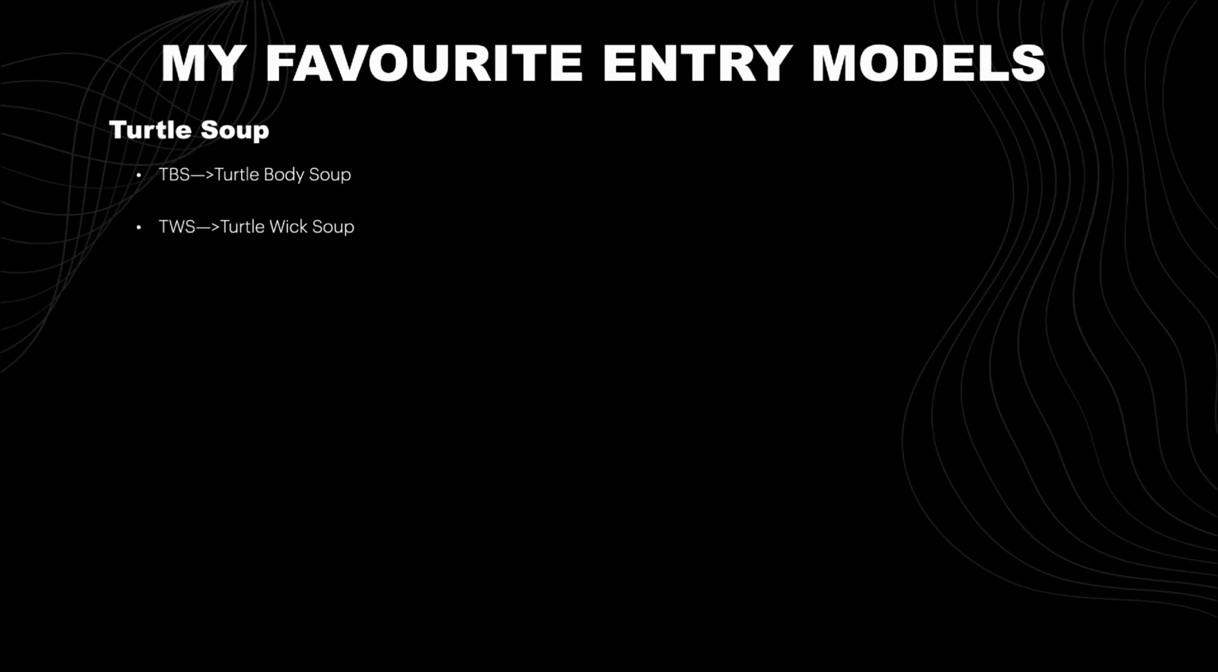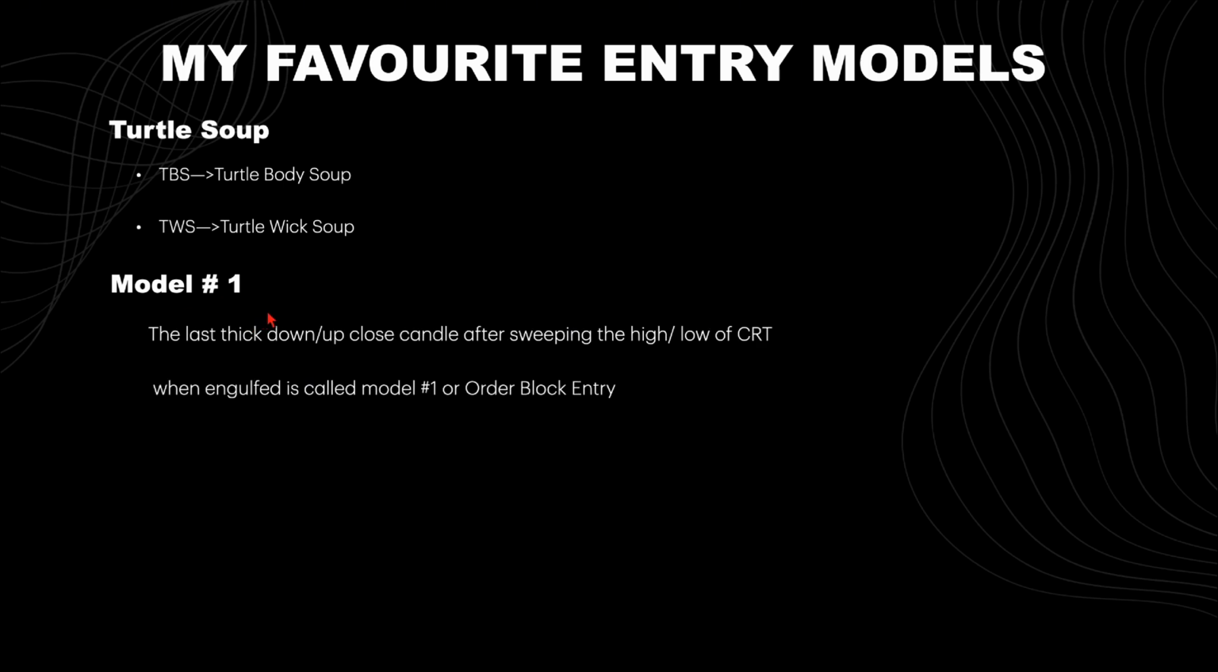These are categorized into two types: TBS, turtle body soup. This occurs when the price sweeps the high or low of the CRT, with a body close providing a precise entry point. TWS, turtle wick soup. This model is used when the price moves to the high or low of the CRT and closes inside, creating a wick. Both models focus on capturing reversals at significant levels with precision and on catching the tops and bottoms using the CRT models.